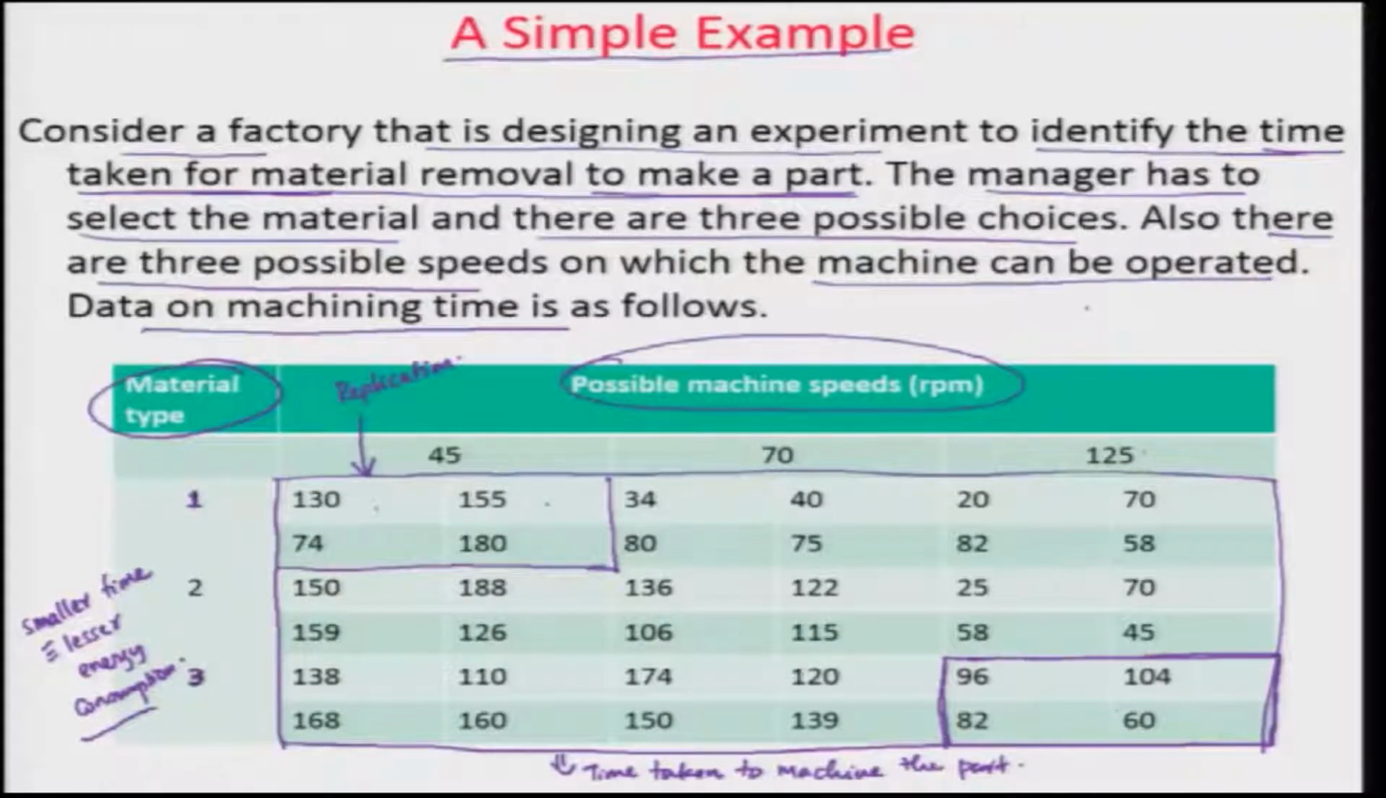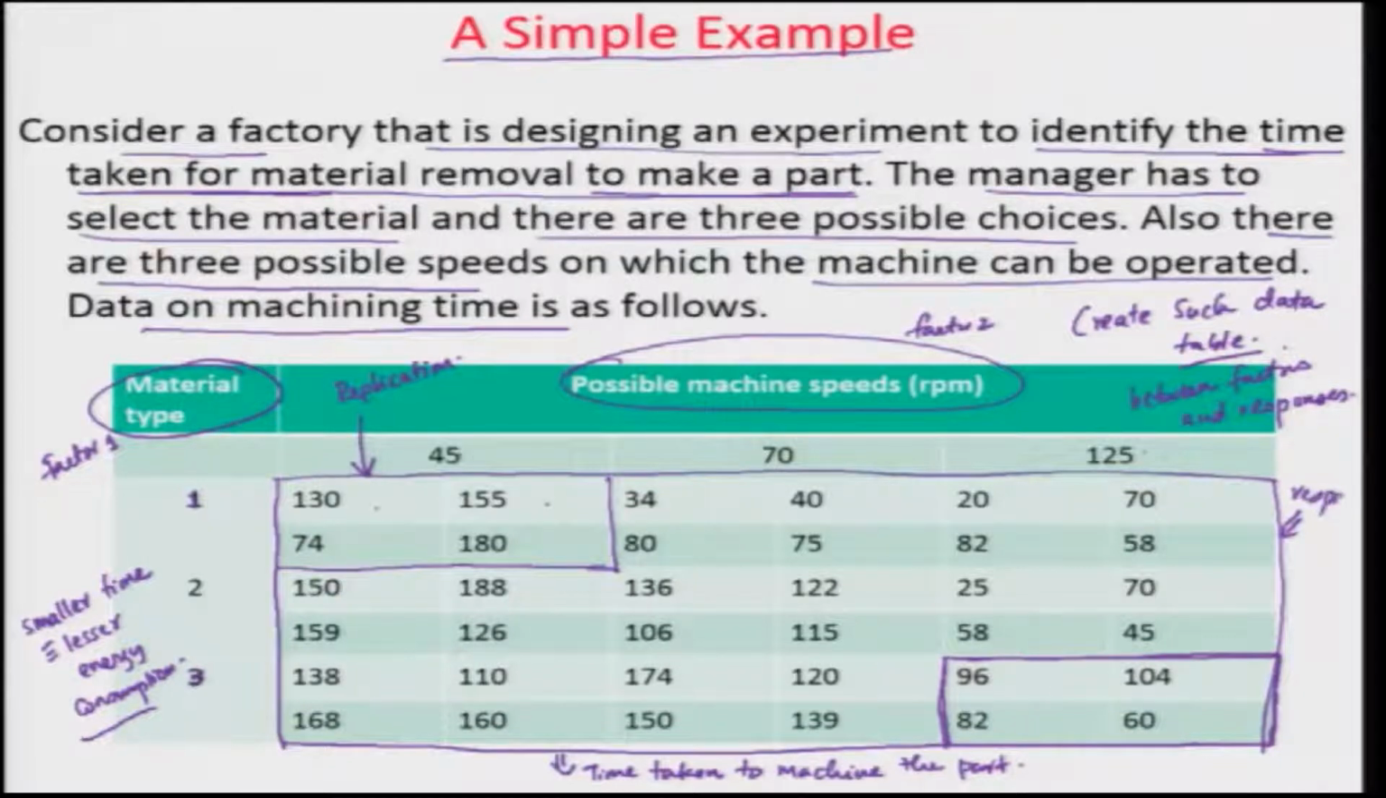So, the first thing is to create such a data table, where you capture the data between factors and responses. Okay. So, these are the factors. This is your factor 1 and this is your factor 2, and these are your responses. So, the responses are part of this table.